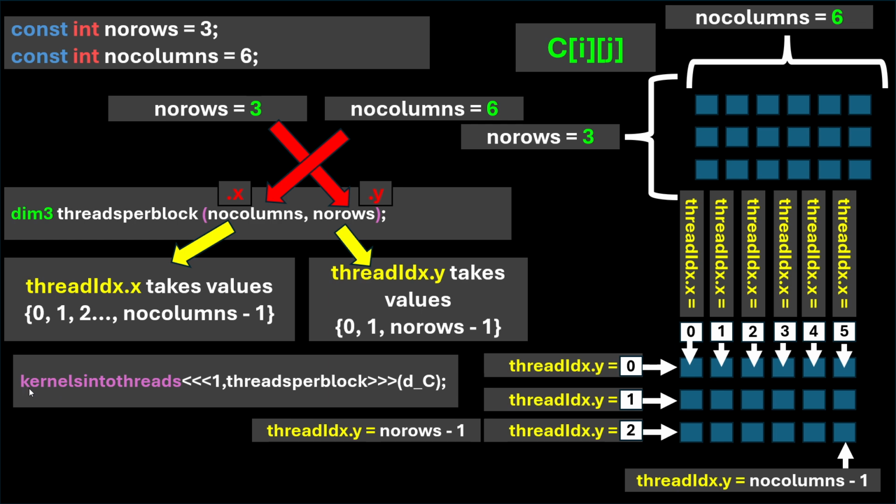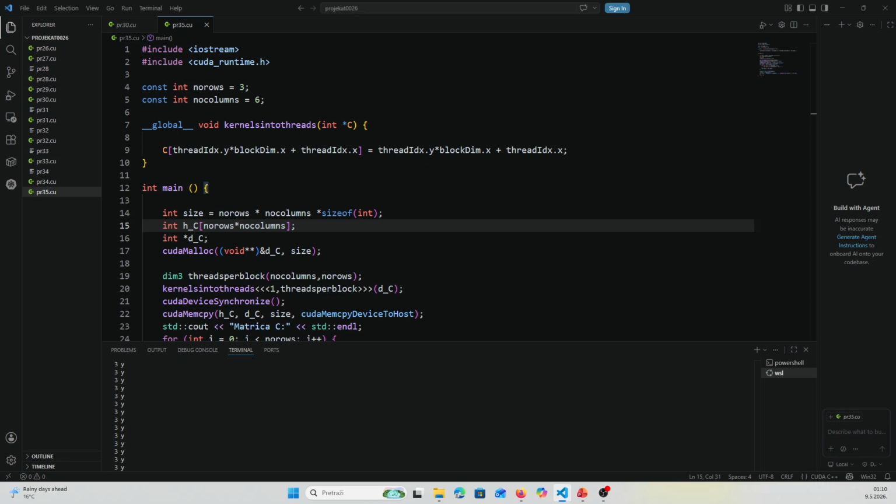So this is kernels into threads. We see one block here, and we are picking up when we call this value. Here will be 6 and here will be 3. So 3 times 6 is 18 in total. And let's see on a concrete example what is going on there.